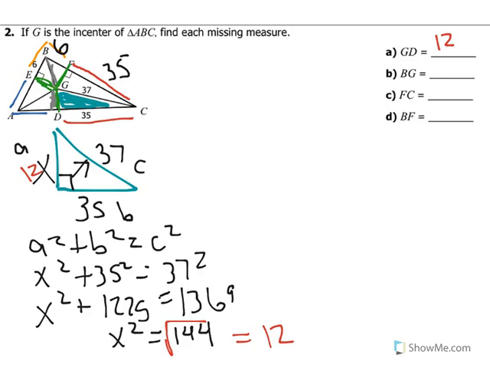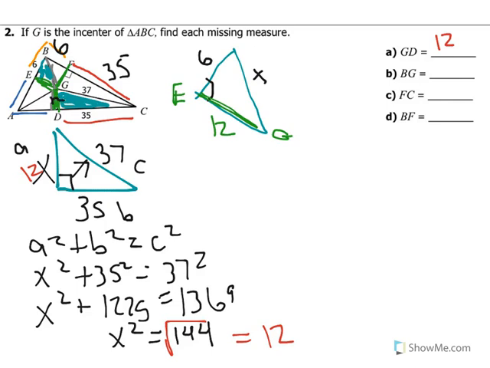BG is this part right here. It looks like we're going to need to use the Pythagorean theorem again. This time I'm going to do it with this right triangle. So I'm going to draw that outside of my picture. Here's my right angle. This side is 6. This is what we're looking for. And this green side, from E to G, we know is the same as the other green side, which we just found to be 12 in the last problem.